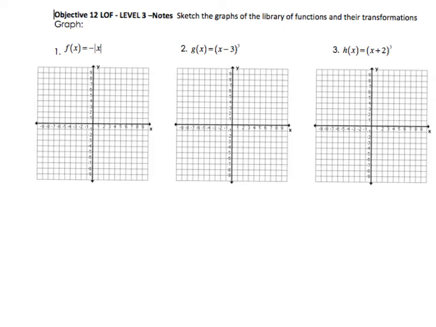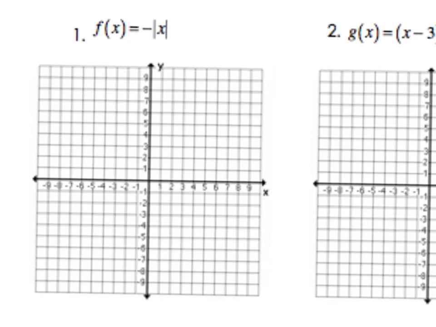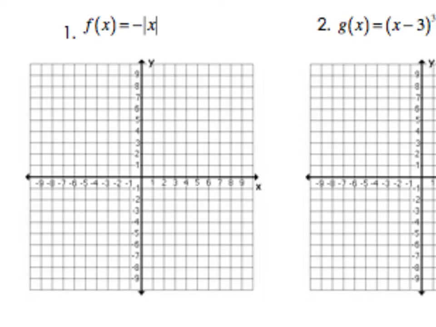Okay, level 3 is sketch the graph of the library functions in the transformation. So in number 1, we're going to graph the function f equals negative absolute value of x. What I'm going to do first is I'm going to graph the parent function. So f of x equals just the absolute value of x.